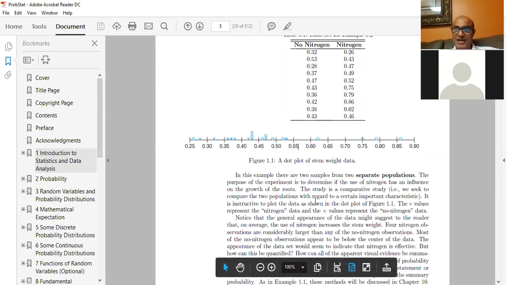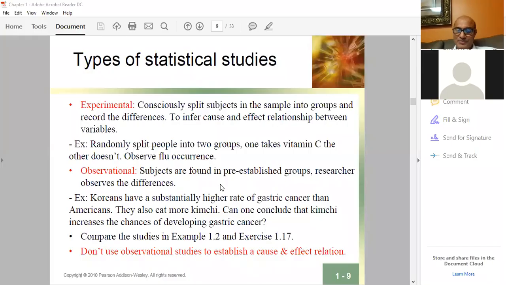So that's the reason. Now let me just again stop sharing this one and let me go back again to my slideshow. Can you see my slides? Yes. Okay.